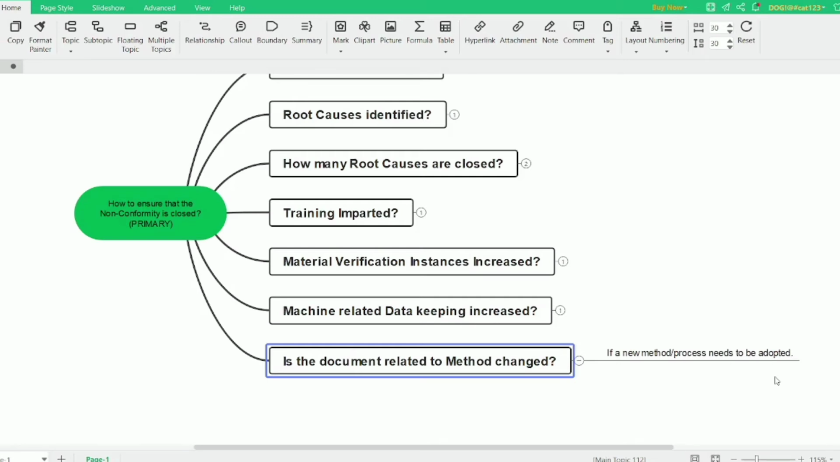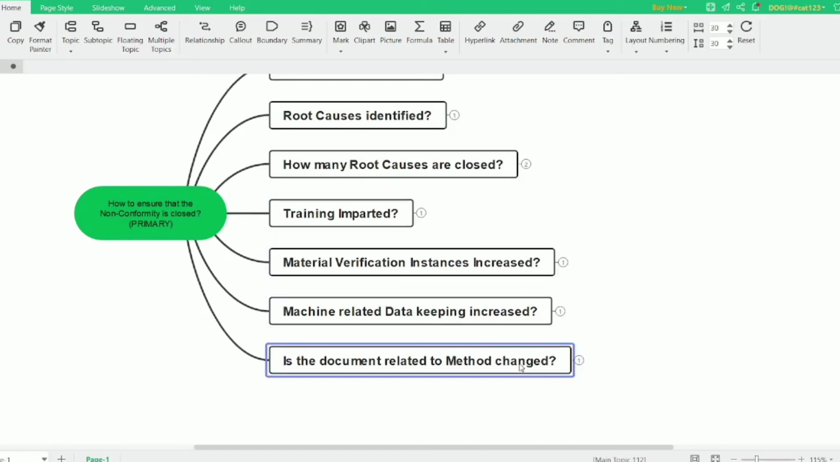If that is the case, you also ensure that the method is changed, and when the method is changed, the training needs to be imparted. If material verification is increased, training needs to be imparted. If extra machine data needs to be kept, training is imparted. If any document needs to be changed or it is changed because we have to close the NC, the training is imparted. So all these things come under how to ensure a non-conformity is closed.